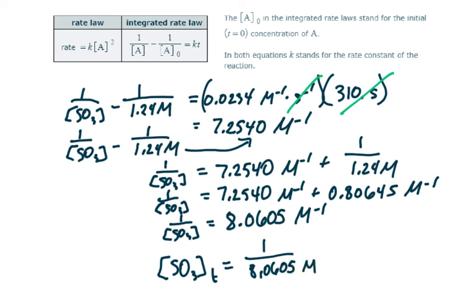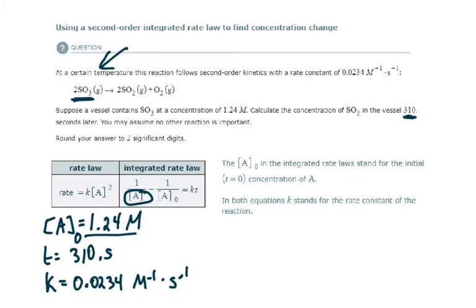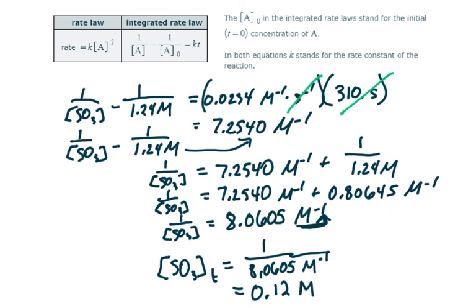Okay, so 1, and that's M minus 1. Excuse me, I carry my unit that I have here. 1 over that is equal to 0.12 to 2 significant digits, yes, molar. So our unit's there. So when I divide by a fraction, it flips and I end up with molar. So my answer is 0.12 molar.